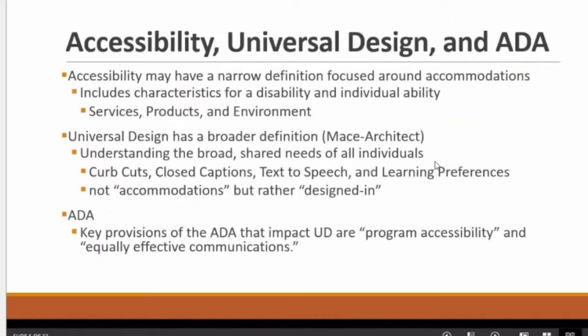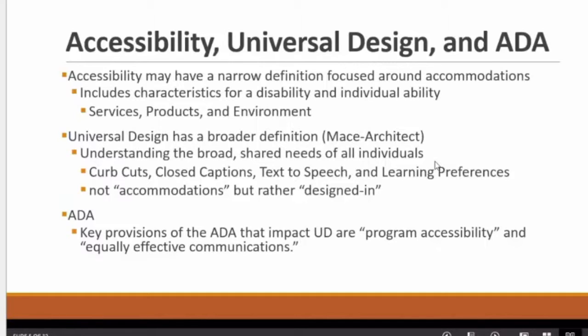So we're not going to go too in-depth on accessibility, but we're going to talk about how accessibility relates to and is part of universal design and ADA. So these three terms are really tossed around quite a bit. Sometimes universal design is seen as just being accessibility, when that's not really what it is. So accessibility may have a very narrow definition, kind of focused around individual student accommodations.